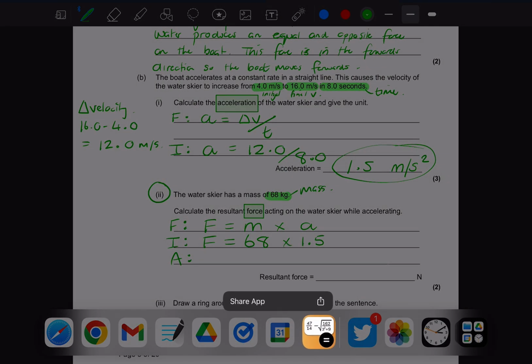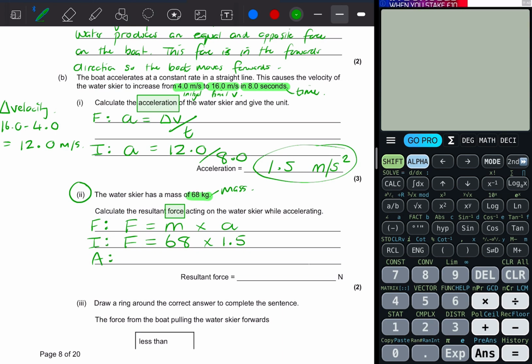Again, get the calculator. You could estimate in your head, it's going to be less than 68 times 2 and bigger than 68 times 1. So it's going to be a number between 68 and 136. So 68 times 1.5 is 102. And it's a force, so it's going to be newtons. So just write this in here. 102 newtons. Just check it. 68 multiplied by 1.5 equals 102.